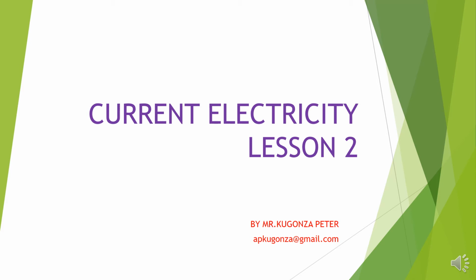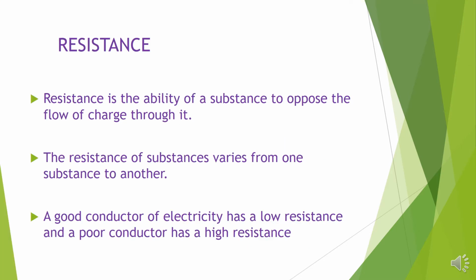Hello, this is my second lesson on current electricity. This time we're going to talk about resistance. The resistance is the ability of a substance to oppose the flow of charge through it. The resistance of substances varies from one substance to another. A good conductor of electricity has a low resistance and a poor conductor has a high resistance.